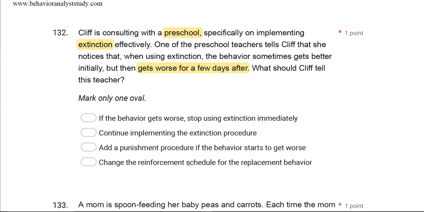When you get questions about specific interventions like extinction, be careful about just adding more interventions as a way to correct the intervention. The question is really asking about extinction specifically, and what does Cliff tell the preschool teacher in response to her questions about extinction? Adding punishment, adding reinforcement doesn't really address the teacher's concern. So be careful about just throwing in more interventions as the answer. Is there a better answer than that? In this case, yes. Cliff needs to say, well, just continue implementing the extinction procedure as you are. You seem to be doing a good job at it.